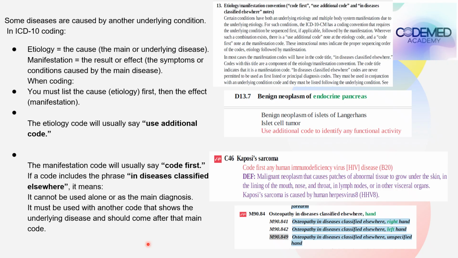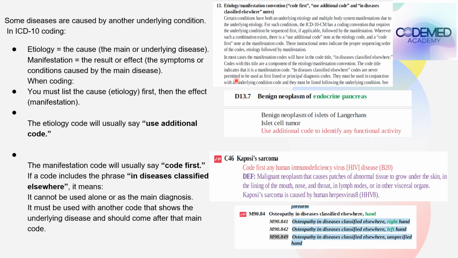Okay. Now, this 13th convention is very important because it's talking about etiology and manifestation. So, let us understand what is etiology. It is basically the cause or the main or underlying disease, while the manifestation is the result or the effect, mainly the symptom or the condition caused by the main disease. Now, while coding, you must understand that we always list the etiology first and then the manifestation. So the main disease and its effect, always like that. Now for the etiology code you will usually see use additional code, and the manifestation code will usually say code first.